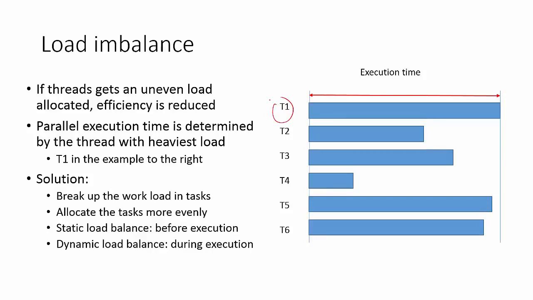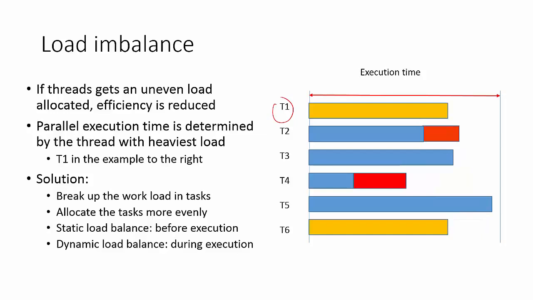So if you find that your program exhibits this kind of behavior, break up the workload into more tasks and allocate the tasks more evenly. You can basically do that in two ways, either through static load balancing before execution or dynamic load balancing during execution. For the example here, we can take the execution of T1, divide it into two tasks, and move the red part to thread 4. Thread 6 is also changed to thread 5. And then when you've done this, you have a pretty balanced workload here.